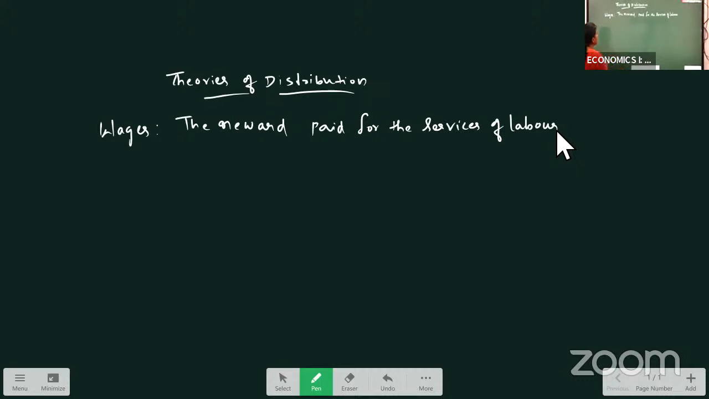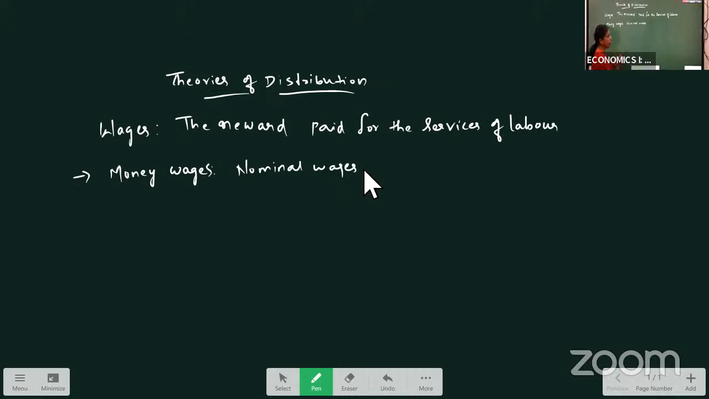Now, these wages are divided into 2 types. One is money wages. Money wages means the amount or money income received by the labor as a reward for the services rendered by them, either in a physical or a mental form. Money wages are also called nominal wages.